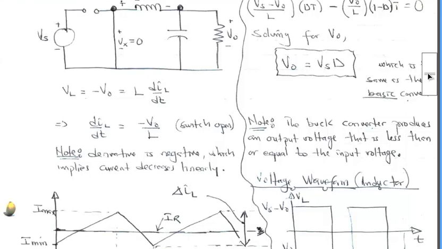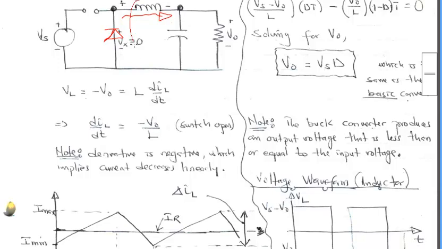As soon as we open the switch for the buck converter, there needs to be a path for the current in the inductor to flow, and that path is created by the diode. So over here, we have a diode. The diode becomes forward biased and turns on. Previously it was reverse biased when the switch was closed. Now it provides a path for the inductor current to circulate.